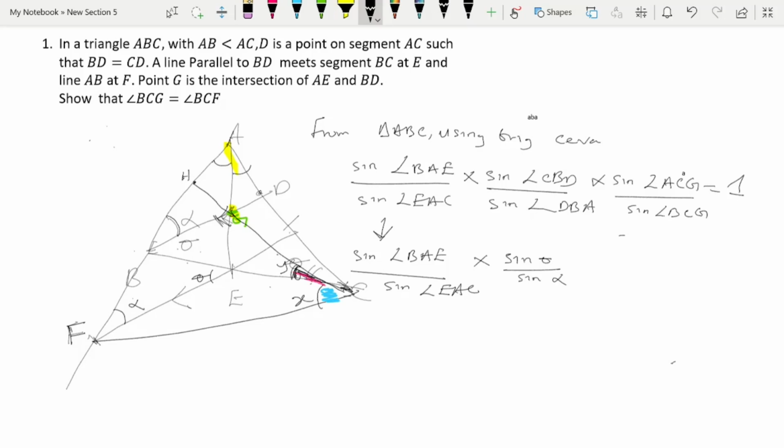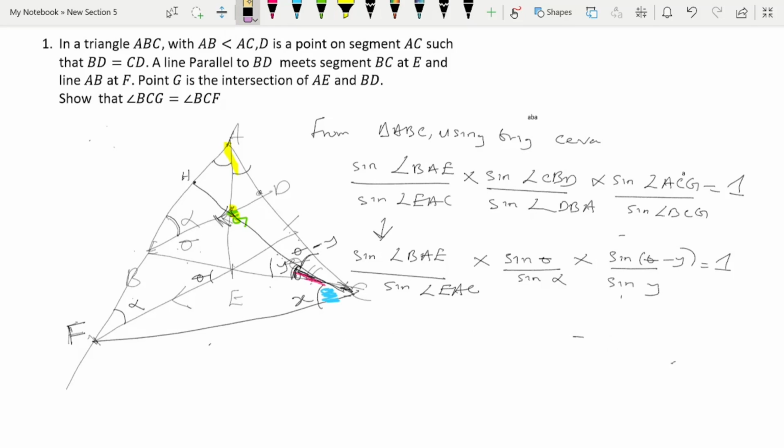BCG is what we're looking for, so we'll call it y. So this will be sine y. Then ACG is this entire angle here. ACG will be theta minus y, because this part is y and the entire angle here is theta. So you can see that ACG is angle ACB minus angle BCG, which is theta minus y. So you see why that has to be theta minus y. This is sine theta minus y, equals 1. So let's just keep this identity first. It can come in handy soon.